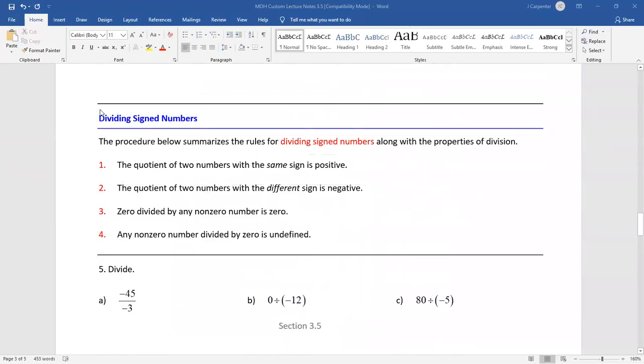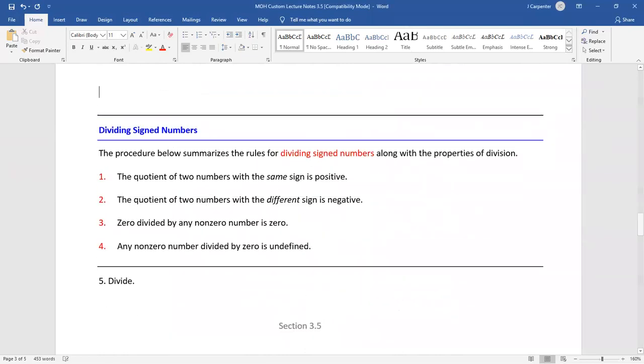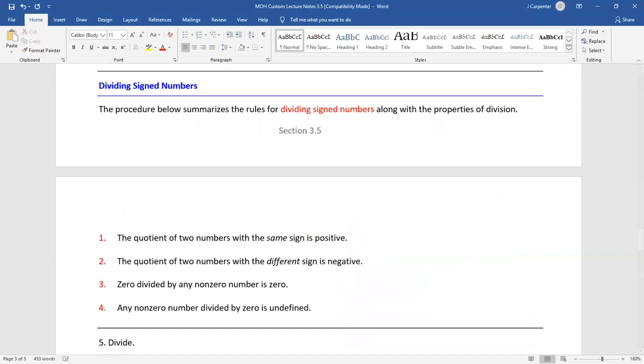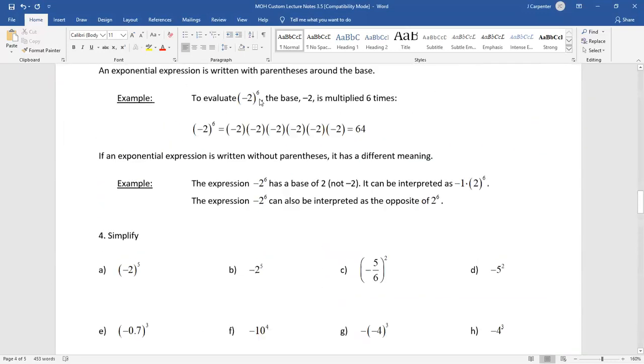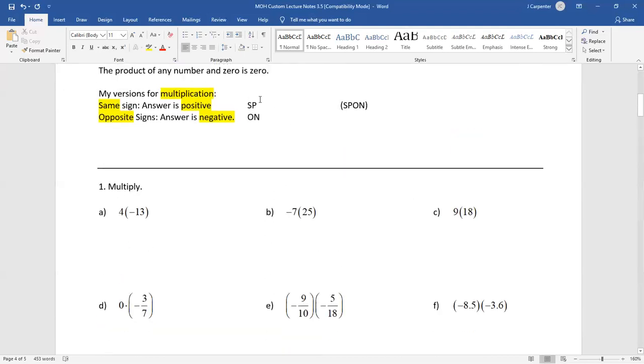Dividing signed numbers. There we go. Same rules as before. So let me just copy paste what I had earlier.